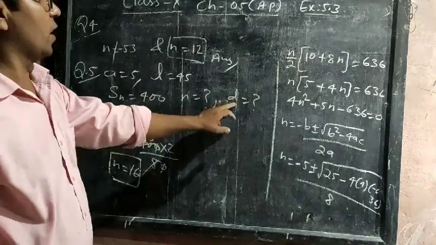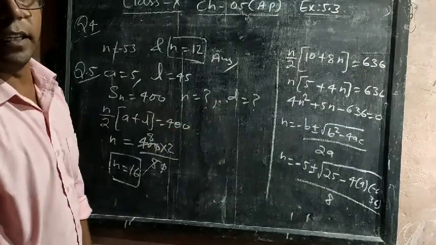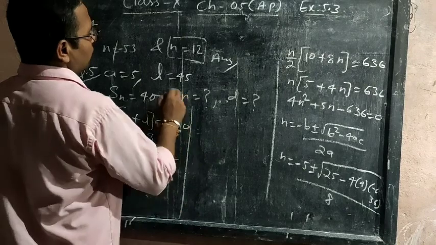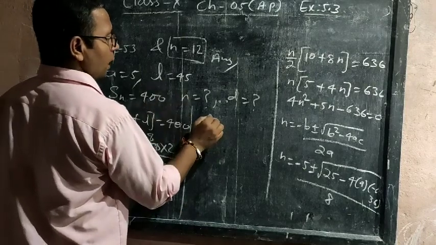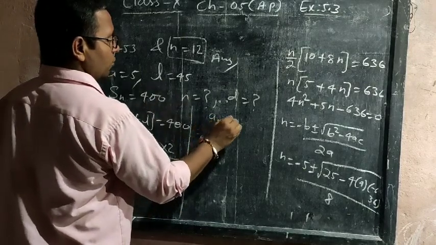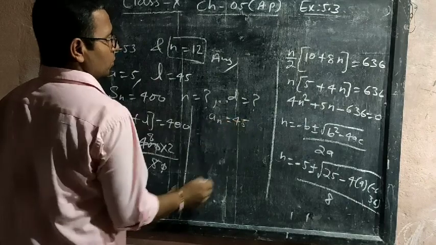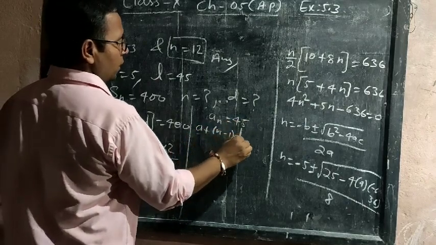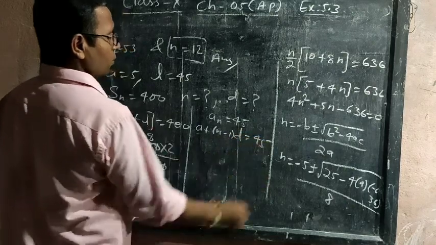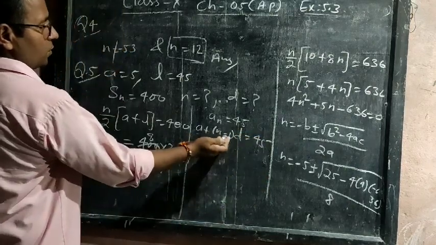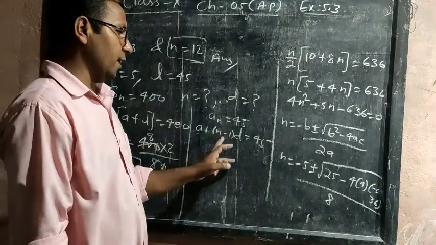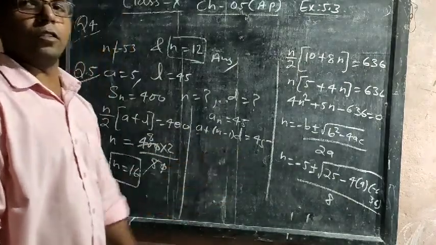Now we have to find out the value of d. So d can be calculated here by using L, the last term, so the last term can be written with an also. An is equal to 45. So the an formula: a plus n minus 1 into d is equal to 45. We know the value of a and n also, so we can get the value of d from here.